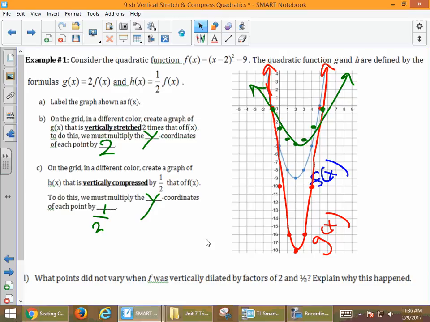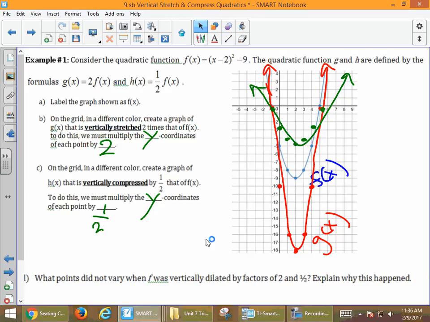When we vertically stretch, we're making the graph longer. We're making it more narrow. We're stretching it, like pulling the top and the bottom. When we compress, you can think of it like you compress something down, and so it gets wider, or it goes out and is a little bit shorter. So that's a vertical compression.